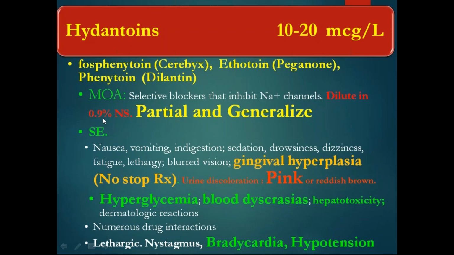So just dilute in 0.9%, and the injection should be about 25 milligrams for every minute. So that is actually a slow infusion. Just remember, a slow infusion.